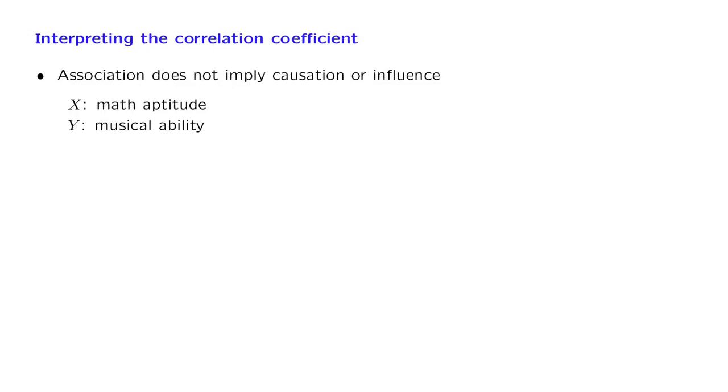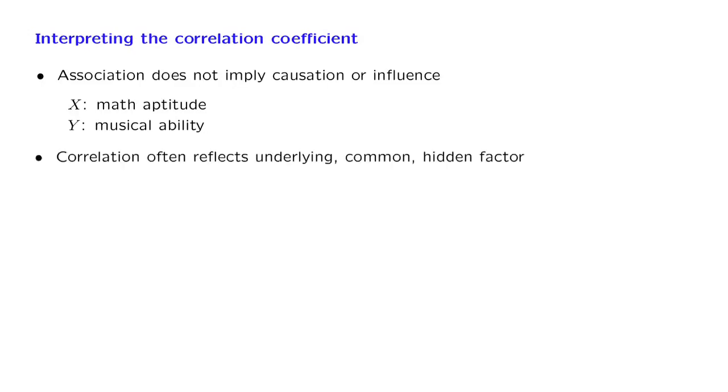Perhaps what is going on is that there is a certain feature of the human brain, and when that feature is well developed, then that feature helps both in math and in musical ability. And this is a typical situation of how a correlation coefficient may arise. That is, often a correlation coefficient that's significant reflects that there is an underlying common but perhaps hidden factor that affects both of the random variables x and y.